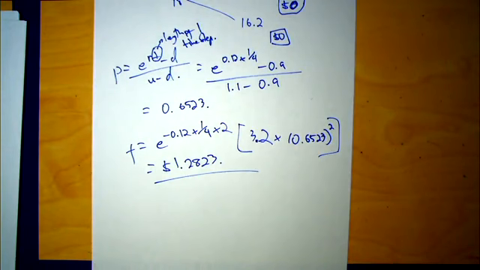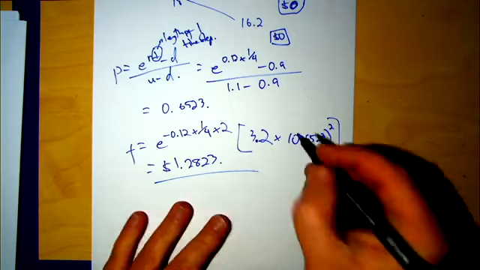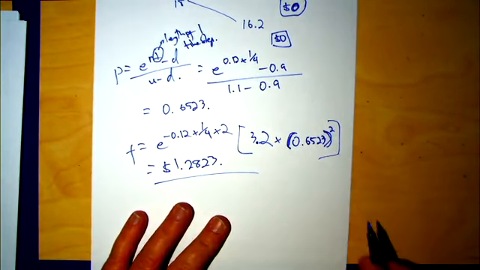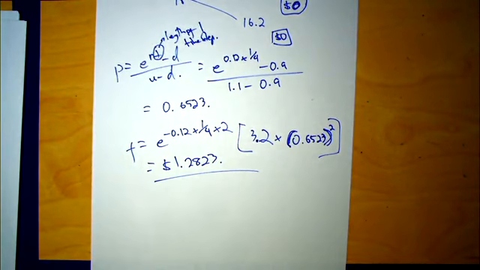Any questions? Yes? Why is... No, sorry, that's a bracket. That's a bracket. So 0.6523 squared. Other questions?